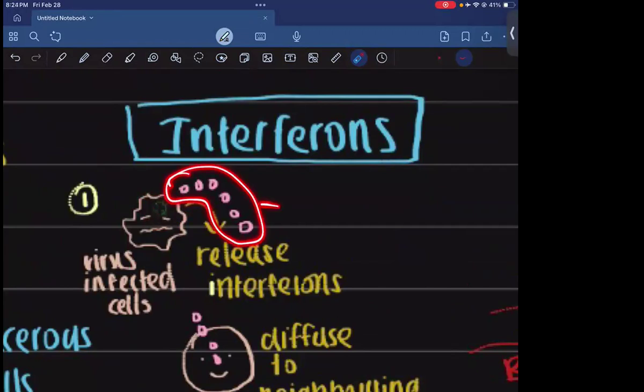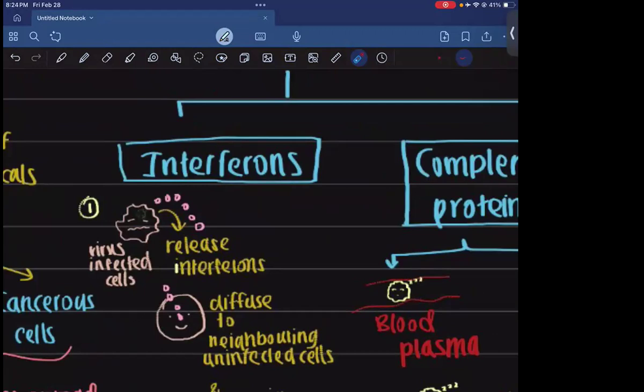So who is going to release interferons? Are interferons normally present? No, they will be released by the virus infected cells. So these interferons will be released by the virus infected cell.